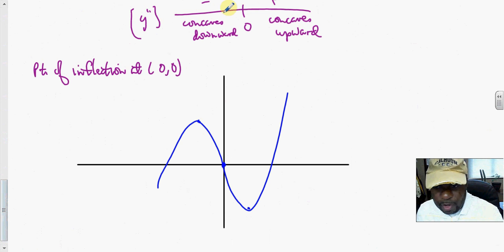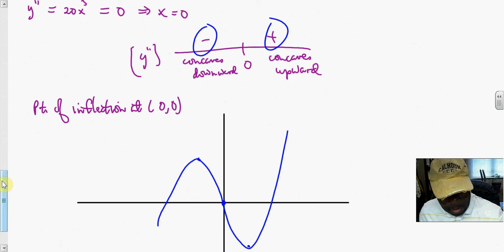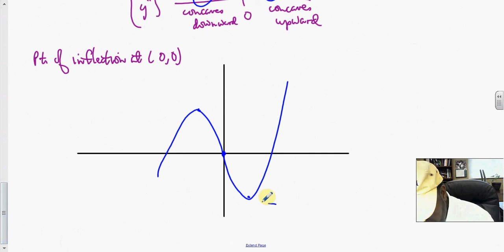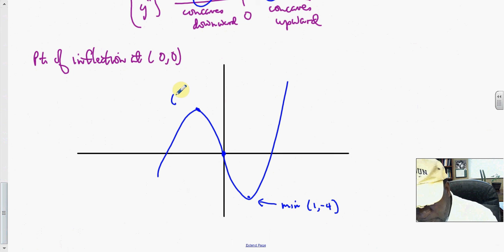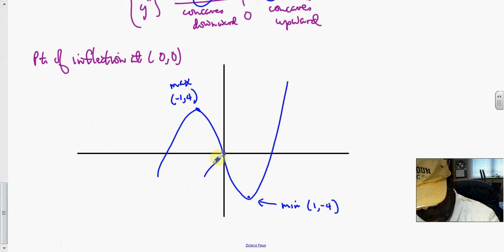So from negative infinity to 0, it concaves downward. Good. And then from 0 to positive infinity, it concaves upward. That's what that says. So this was our minimum at 1, negative 4. And this was our maximum at negative 1, positive 4. And then you can see the point of inflection.